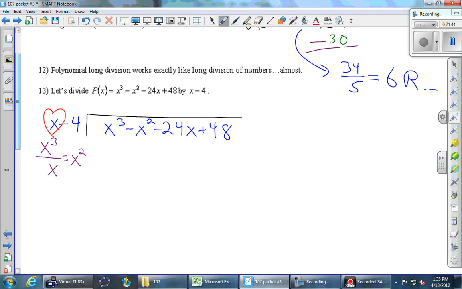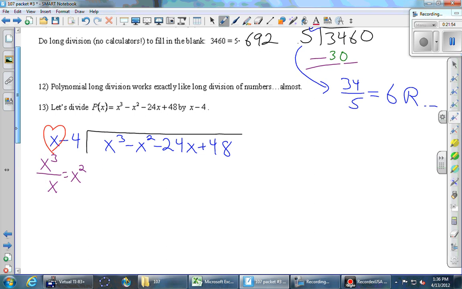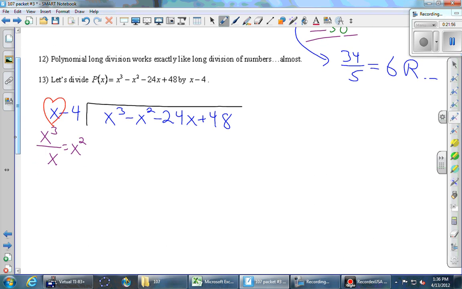Now that we know it goes in x squared, we've got to put that x squared somewhere. Where does it go? It goes up above, just like the 6 went up above. So we're going to put that x squared up above. I like to make it so that my powers line up, so I'm putting my x squared over the x squared that was already under the division symbol.